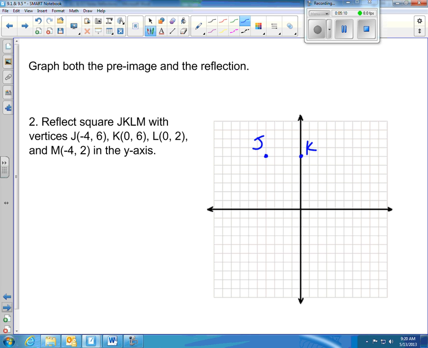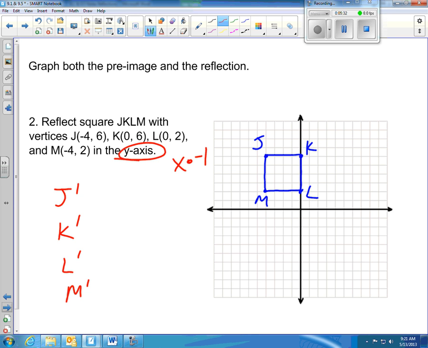L is 0, 2. And then M is negative 4, 2. So here is our pre-image, excuse me. So now J prime, K prime, L prime, and M prime. Now we're going to do the reflection over the y-axis. So we are going to be multiplying x times negative 1.